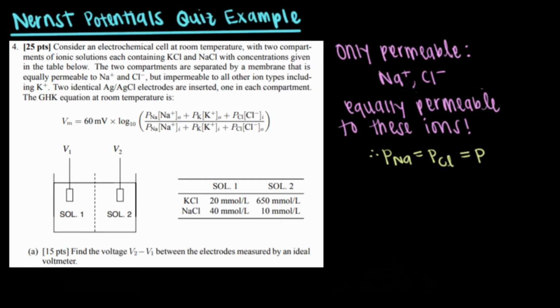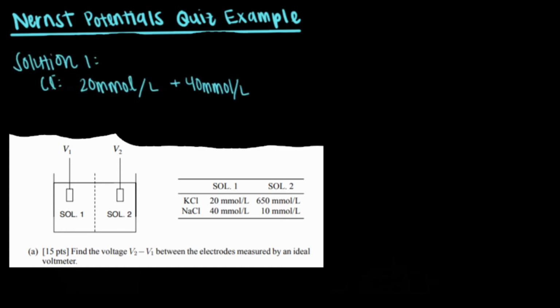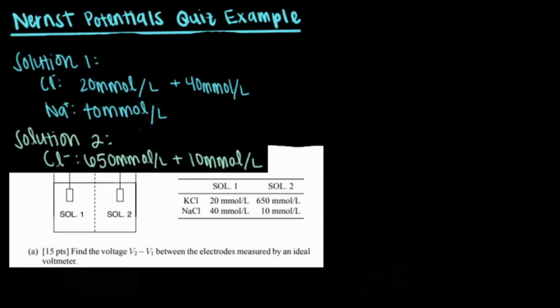Solution 1 has 20 millimoles of Cl from KCl and 40 millimoles of Cl from NaCl, which totals 60 millimoles per liter. Solution 1 also has sodium, but the only contribution is 40 millimoles per liter from NaCl. Do the same for the second solution. You should find that it contains 10 millimoles per liter of sodium and 660 millimoles per liter of chlorine.